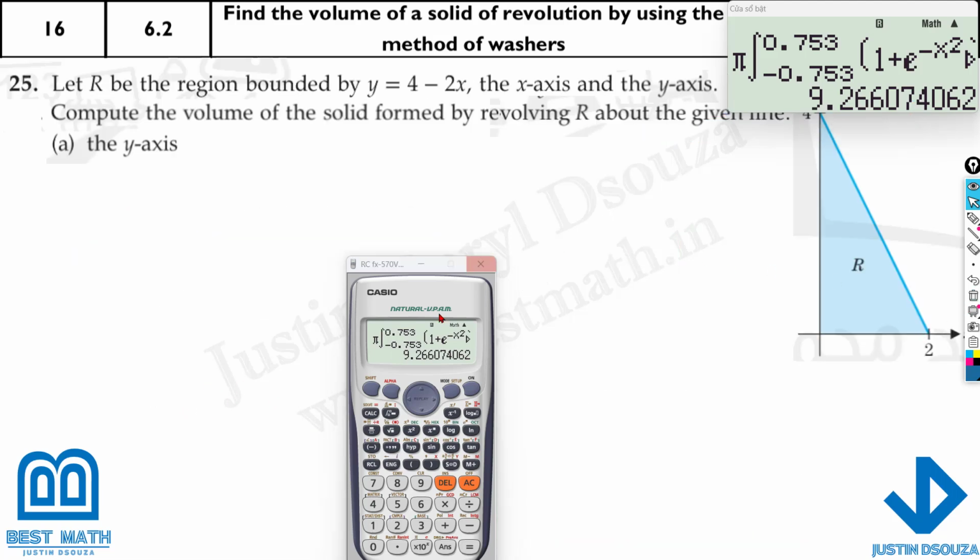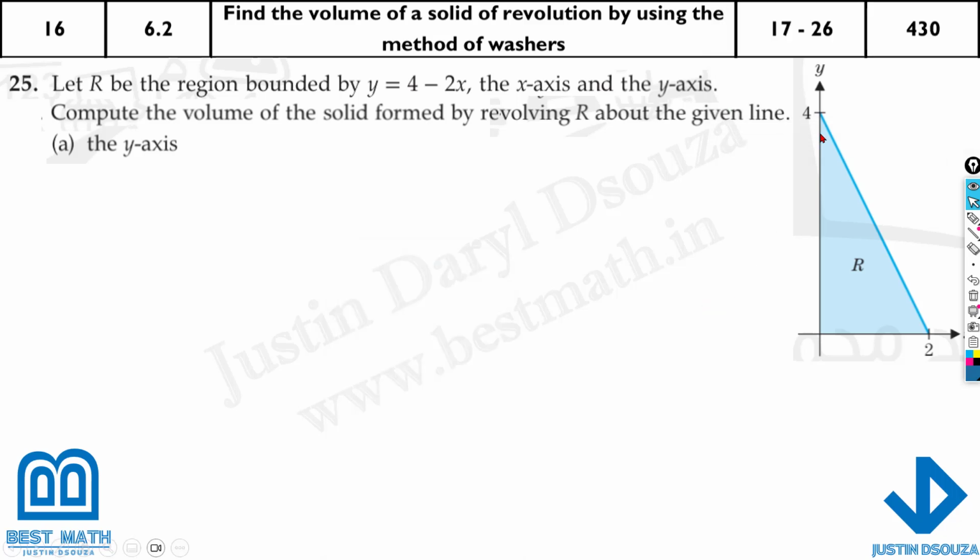And now we have a problem where they have given us the graph. So I hope in the exam as well, they give you the graph. It'll be easier to understand. The equation is y is equal to 4 minus 2x. That's the equation. And it is revolving, bounded by the x and y axis. It's already there here. We need to revolve it along the y axis. So it's going to come something like that.